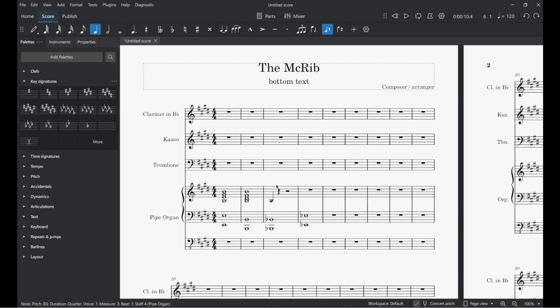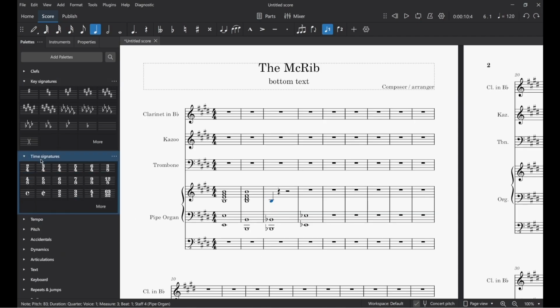But you can also have time signatures that aren't 4/4. The most common one is 3/4.